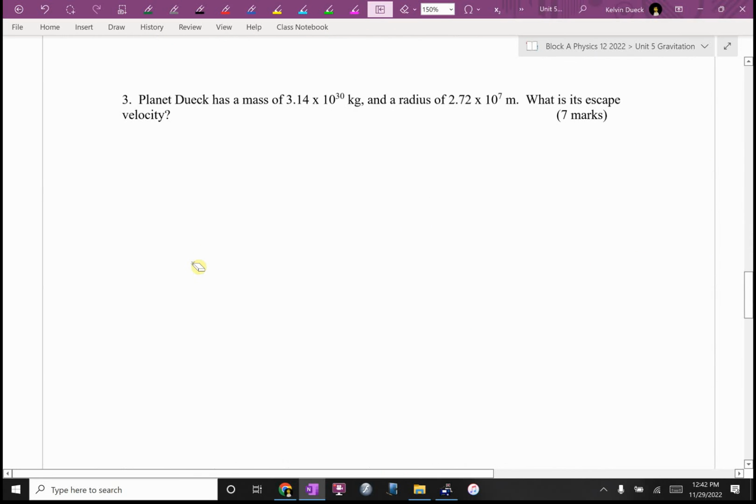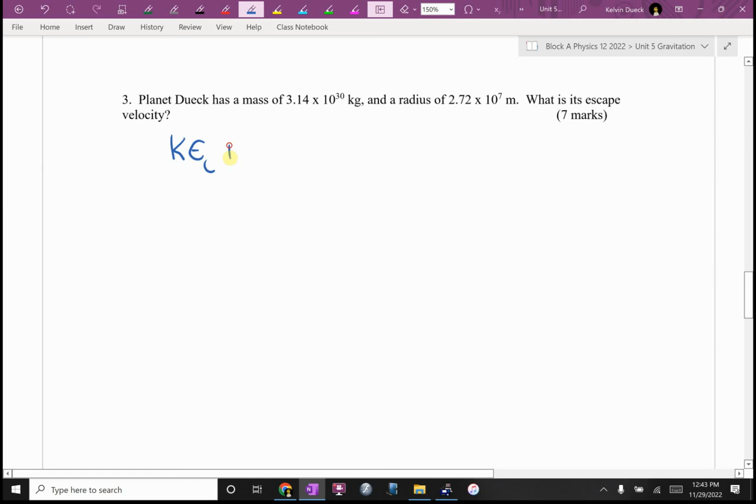Number 3. Planet Duick. Oh, what a great planet. Mass of pi, radius of e. That's a good planet. What's its escape velocity? Some of you may have memorized the escape velocity equation. If you have, that's fine. I have no problem. I'm going to derive it for those of you that haven't, and because I just think it's good practice. How did we find escape velocity?